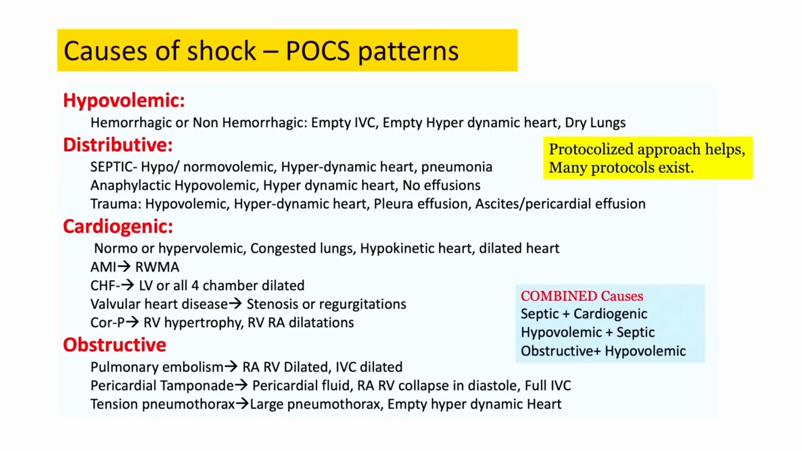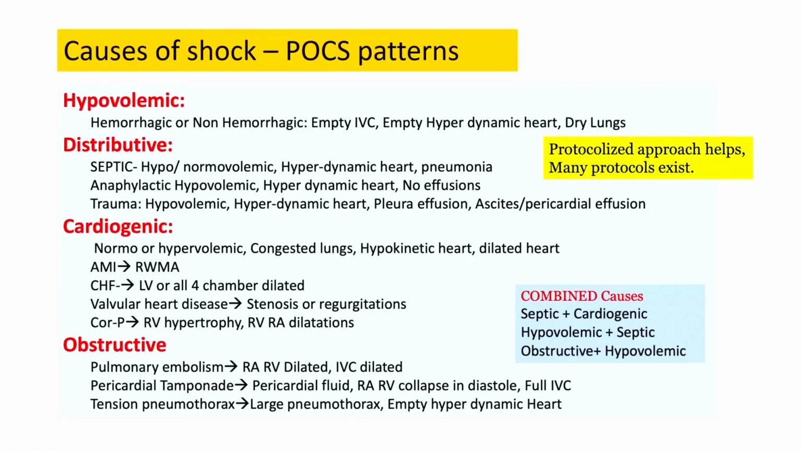So there are specific patterns. The entire thought process behind point of care ultrasound is that there are specific patterns which are classical of a specific type of shock. For example, in hypovolemic shock, you will have an empty hyperdynamic heart. Obviously the volume is less, the sympathetic drive is much higher, the heart tends to pump faster, and the chamber tends to empty out fully. The IVC, if you assess it, is totally empty and collapsing, and the lungs are dry.